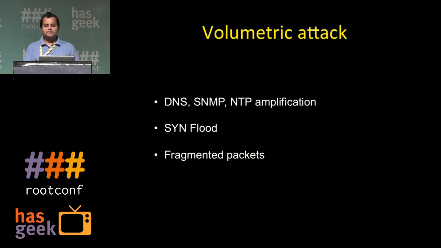So the attacker sends a request with, suppose, my IP address. So I get like 3 MB of data, which I never requested. It does not hurt me in any way, but the responses come to the firewall, and I drop them. But they are choking the internet pipe.